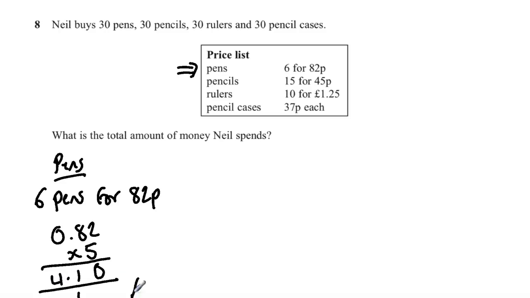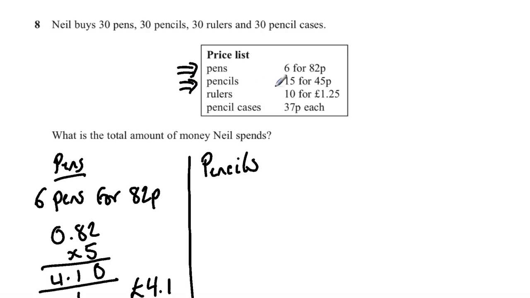So it'll be £4.10 to buy 30 pens. Now let's focus on the pencils. So pencils again, it says 15 pencils for 45p. We need 30 pencils, so therefore I'm going to multiply 45p by 2.